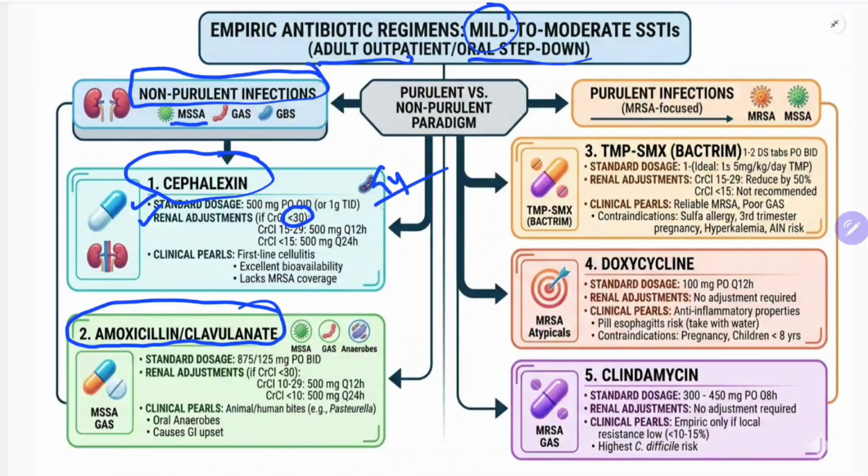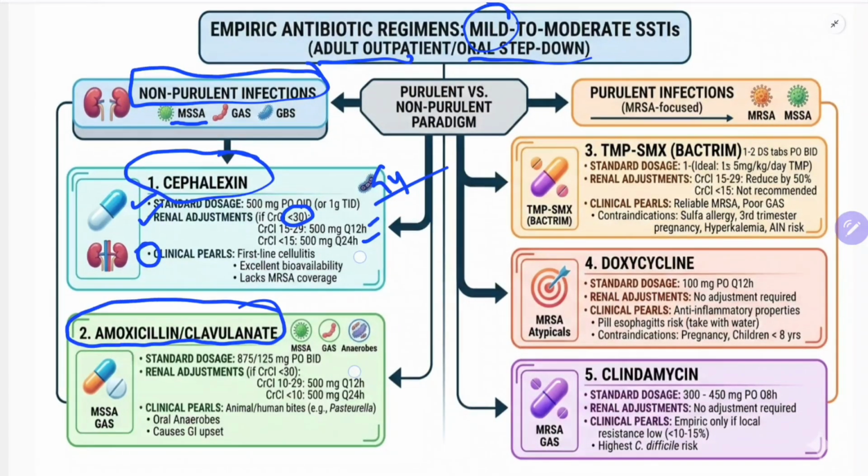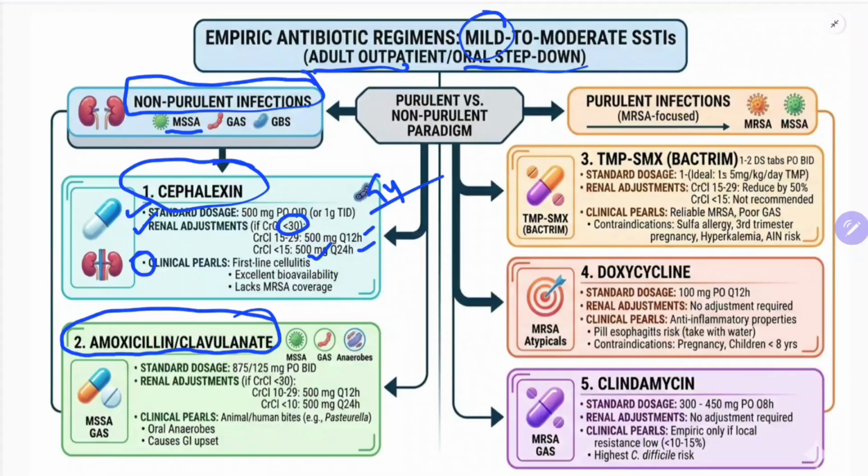Okay. So if it is 15 to 30, twice daily should be given, and if it is less than 15, every 24 hours should be given. Clinical pearls about cefalexin: it is the first line for cellulitis, remember, because it has excellent bioavailability but lacks MRSA coverage. If there is no pus, there is less probability of having MRSA.